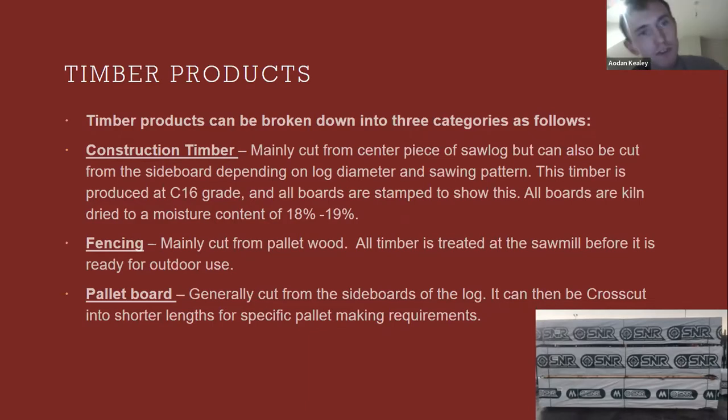I suppose just looking at the construction timber, in forestry terms, it's mainly your saw log that produces construction timber. Your 4.9s would be the main one there. We also cut 5.5s, 6.1s, 6.7s, 7.3s. Construction timber can also be got from large diameter pallet wood, but mainly from saw log. Your fencing products are all mainly from your 2.5s, your 3.1s, 3.7s, 3.4s.